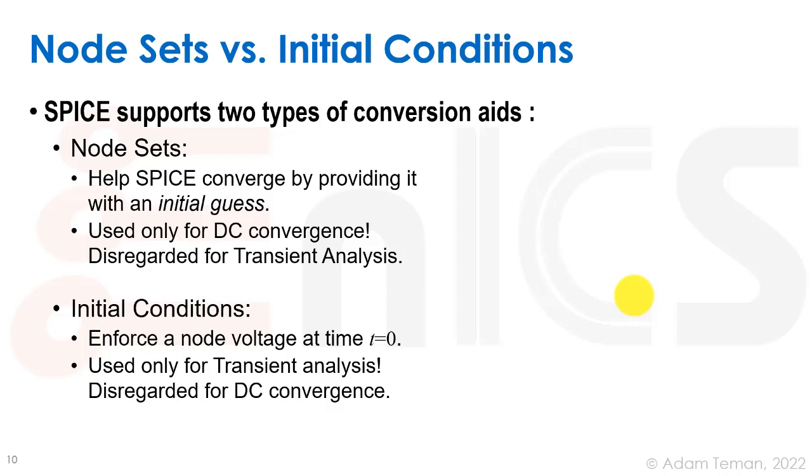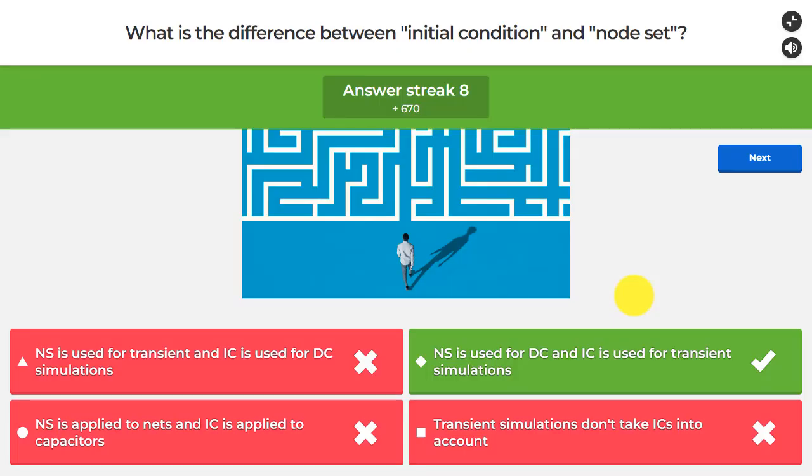On the other hand, when we do transient simulations, we have initial conditions. That is basically the charge that is stored in the capacitor, the current that is going through an inductor at time 0, or setting whatever the voltage at a node is, or the current through one of the components at time 0. So we can set that with initial conditions. Transient simulations do not take into account node sets, and for DC simulations the initial conditions are irrelevant. So back to our answers: node sets are used for DC, and initial conditions are used for transient simulation. That is the accurate answer.